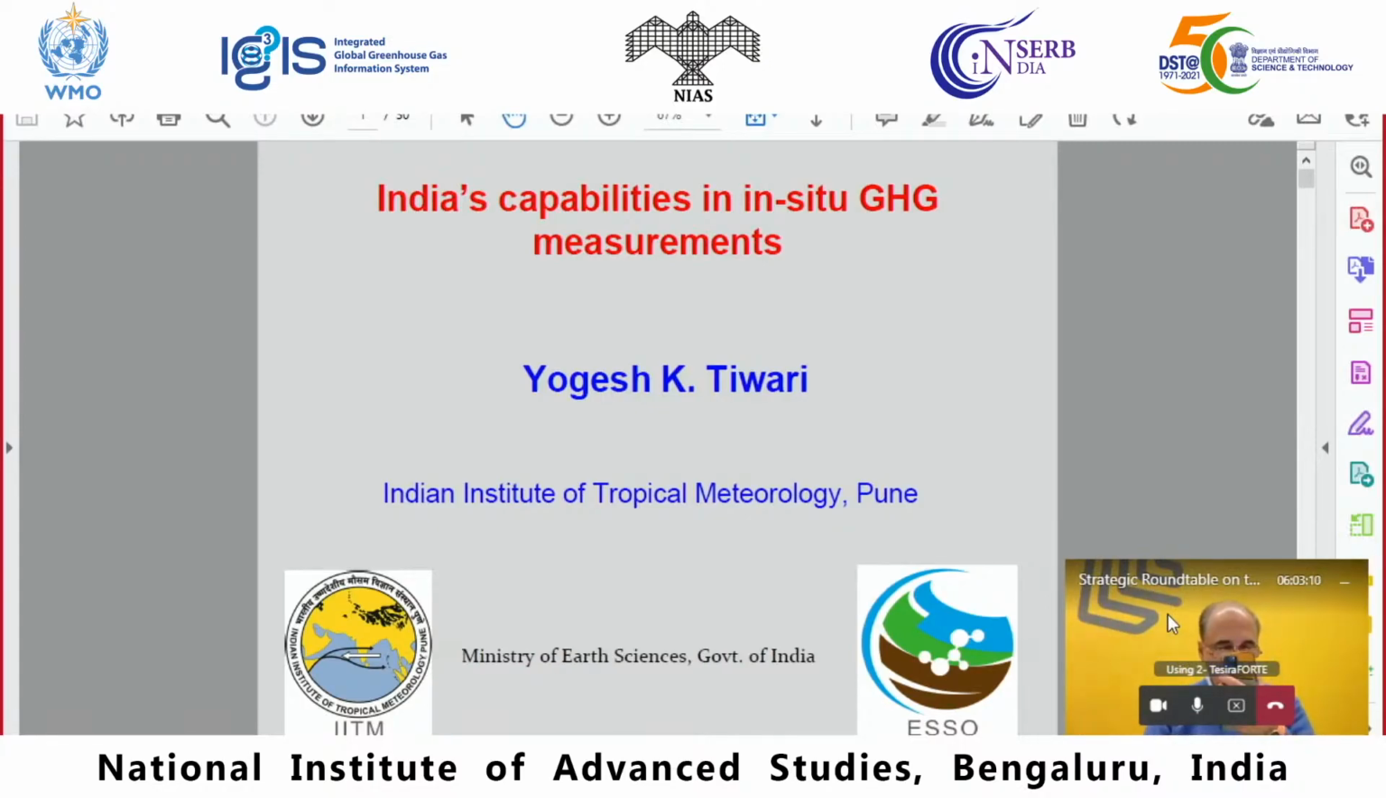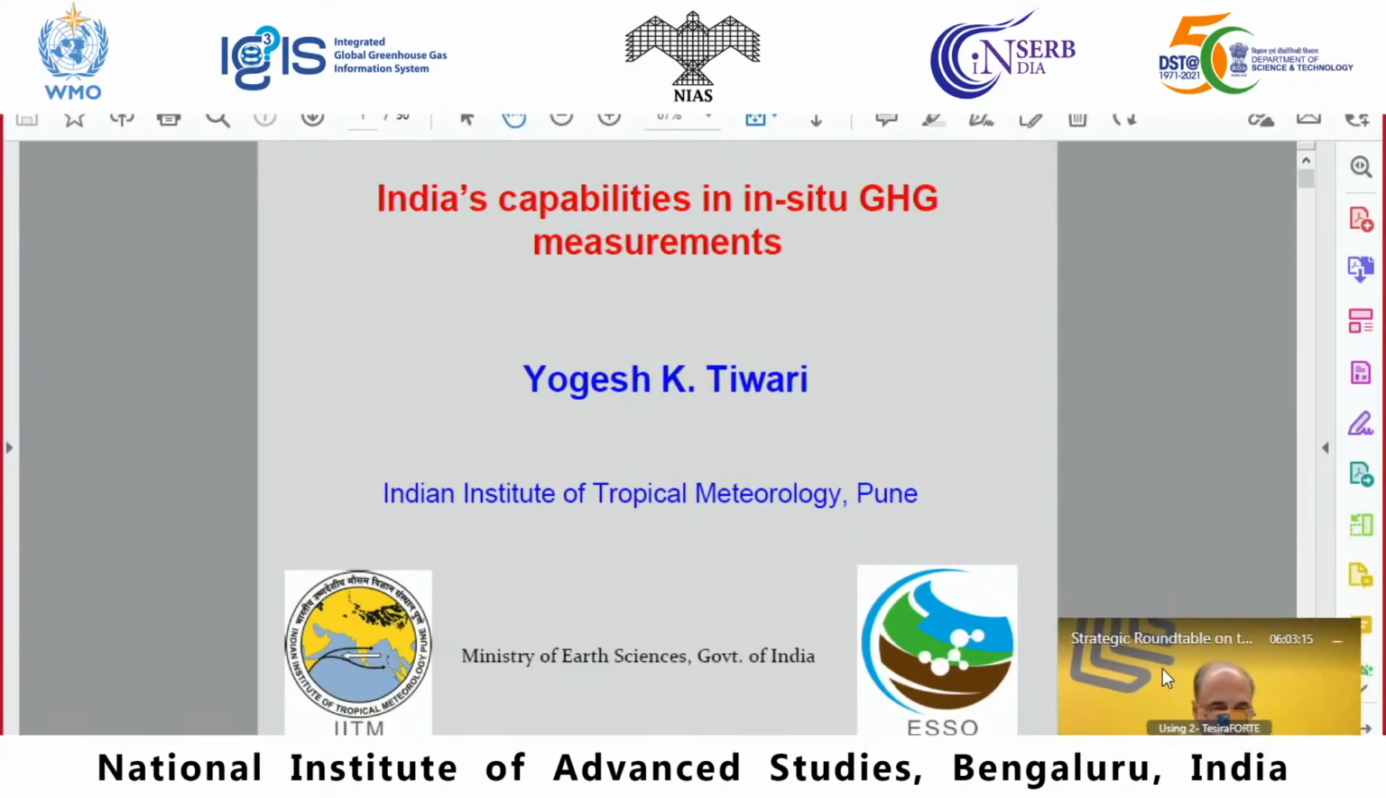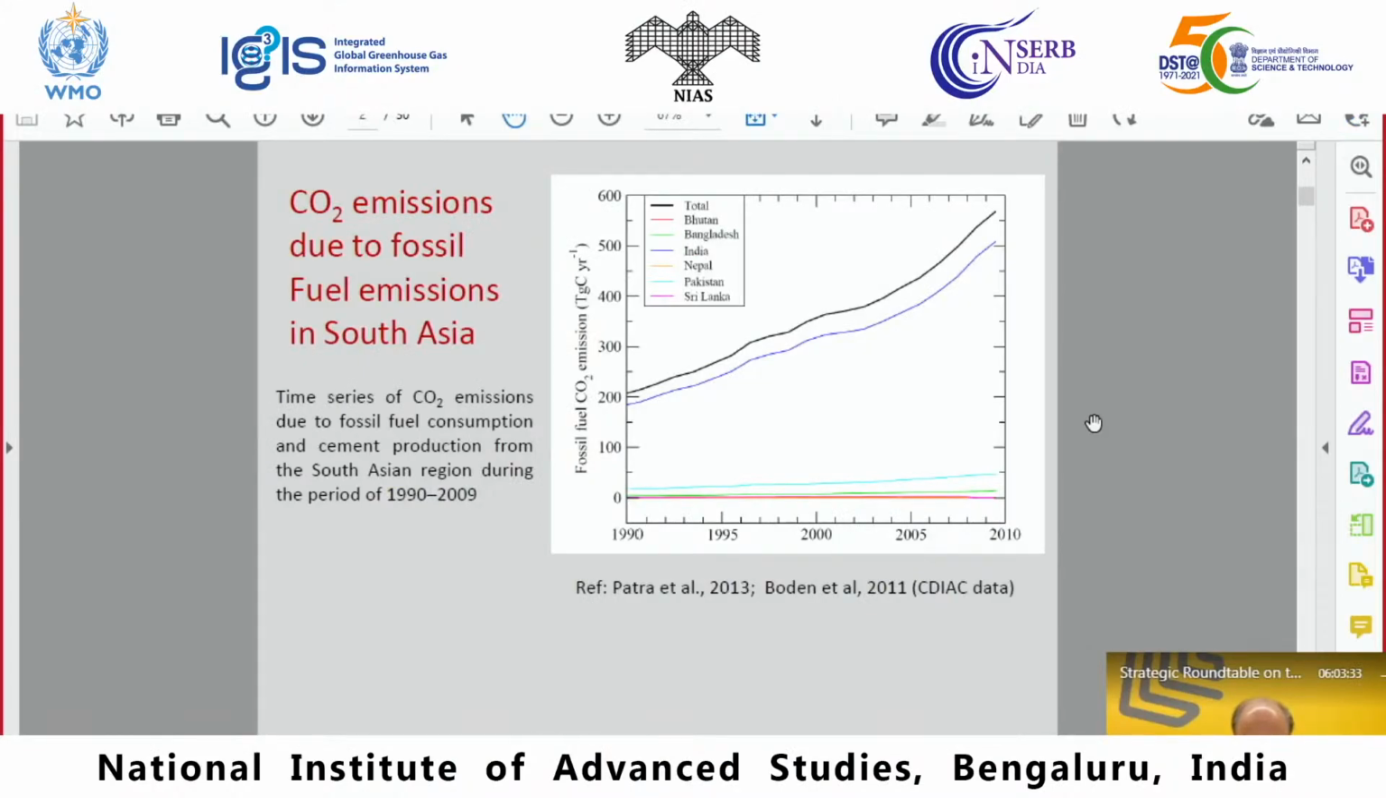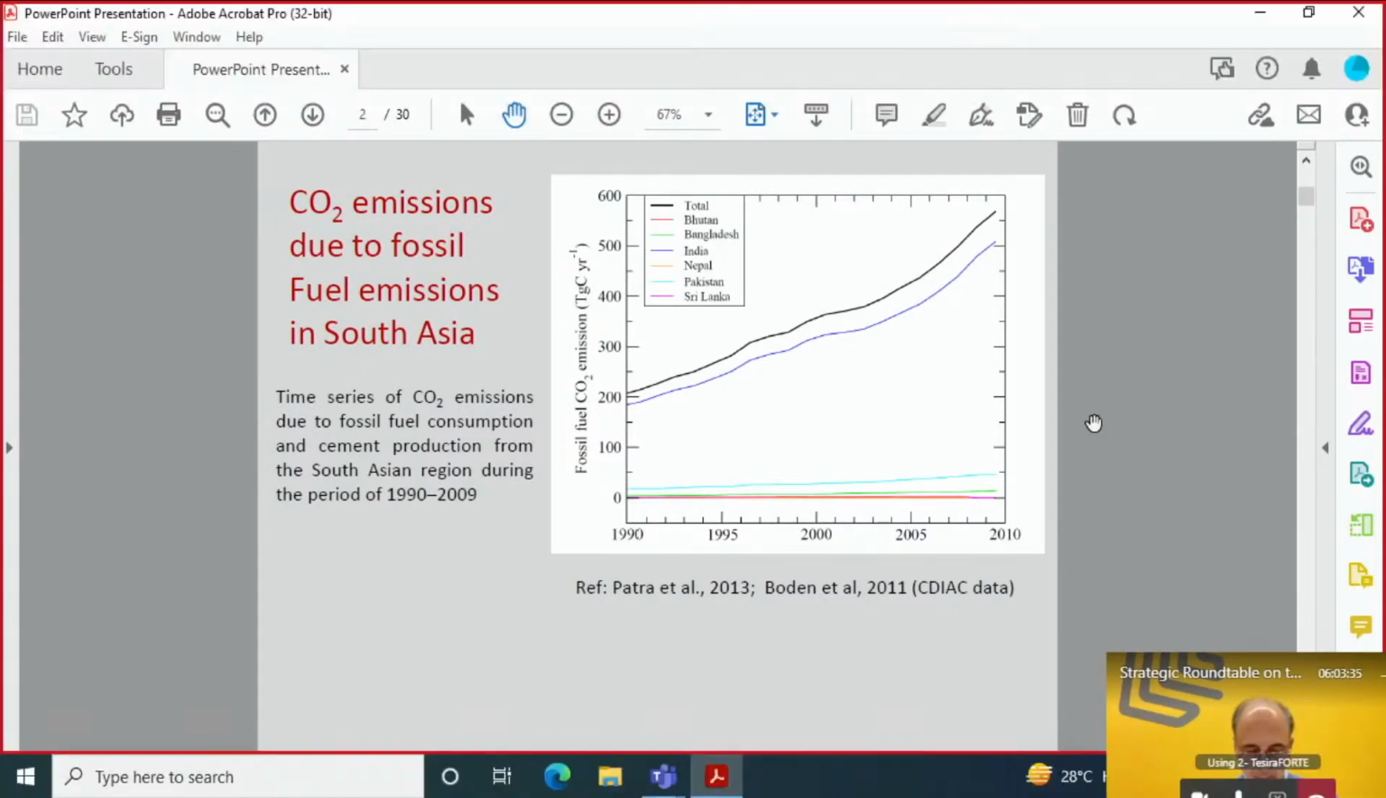Okay, so I'm going to present basically the in situ observations that we have started at Indian Institute of Tropical Meteorology, as well as I'll show what are the capabilities currently we have. So can you go to the next slide? Maybe if you put Control L, then you can do that easily.